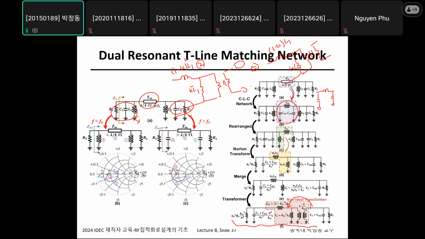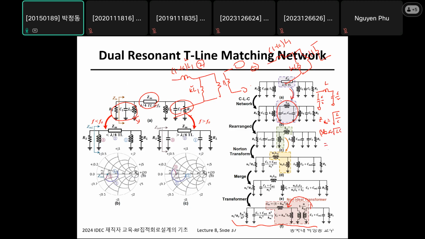Right? Let's say this is L. This is over C. Right? Then what is LC? So Z naught right here, equals the square root of L over C. Okay. And beta is what? Omega square root of LC, right? Which is what? Beta L is lambda, right?